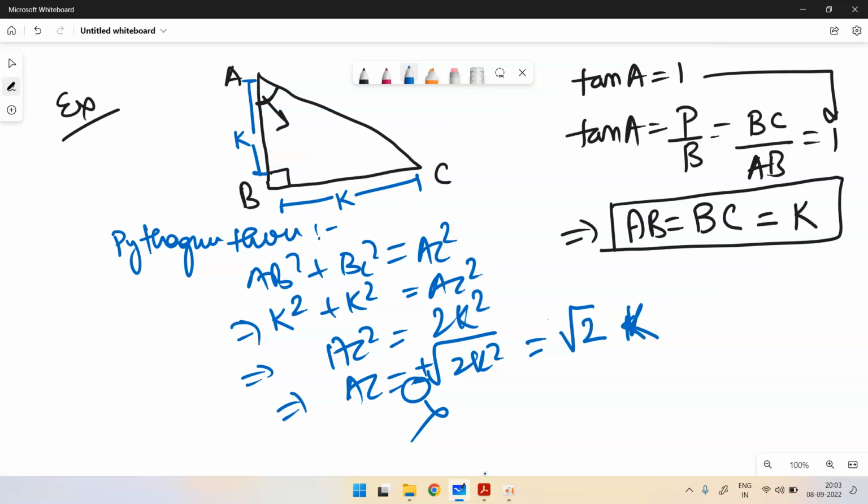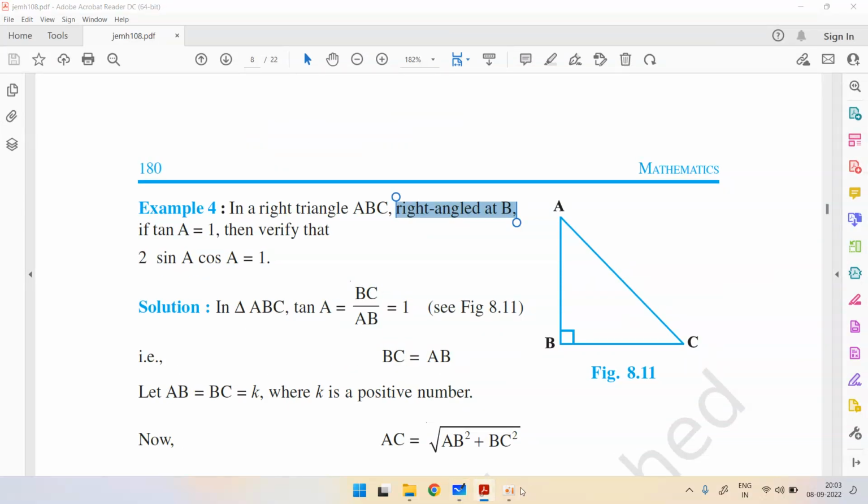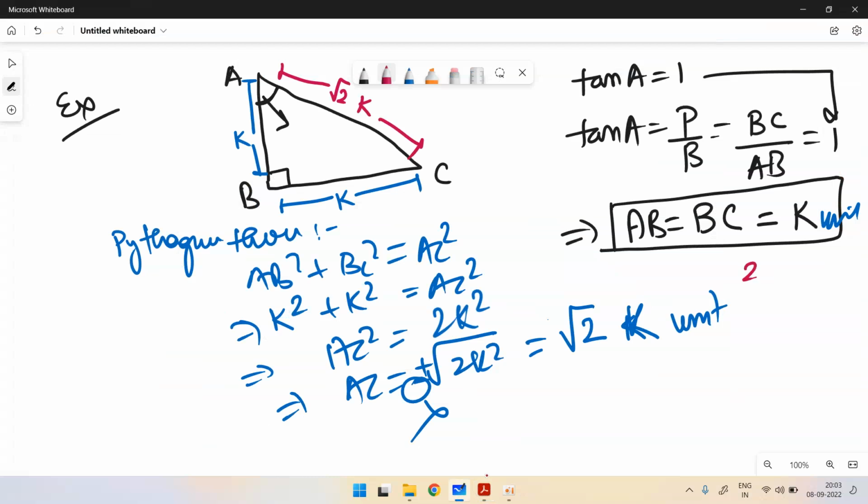This K is outside the root, and this is in units. I have taken this to be K unit, so this will be under root 2 K unit. So the value of AC is under root 2 K. Now what you have to find is 2 sine A into cos A. You have to put that this is 1 to 1.